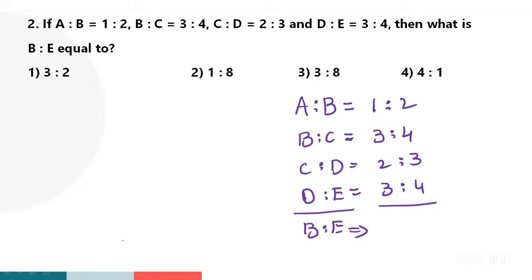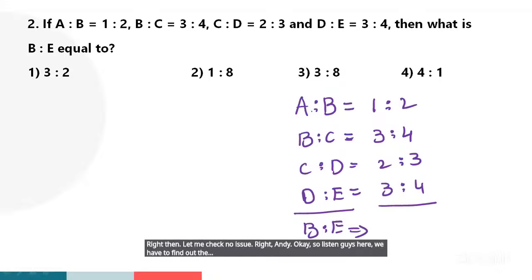Right, and we have to find out the 3:8, sir. Option 4, sir. Option 4. Very good. Option 3, sir. Okay. Let me check, no issue. So listen, guys. Here we have to find out the E value and D value. So A is to B not required. Why? Because B is here and E is here.